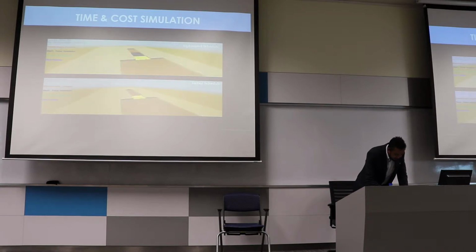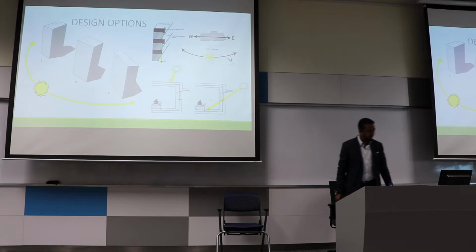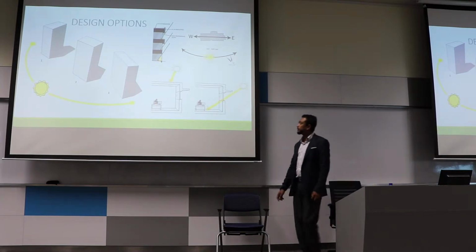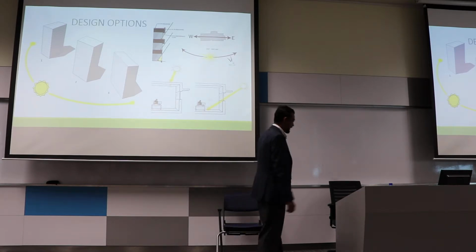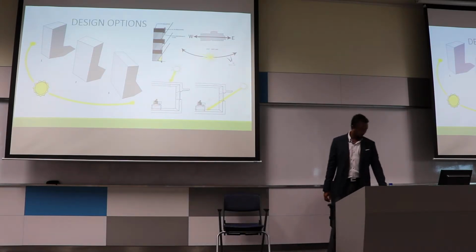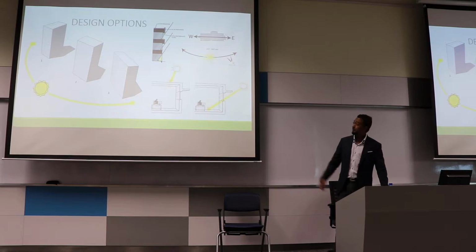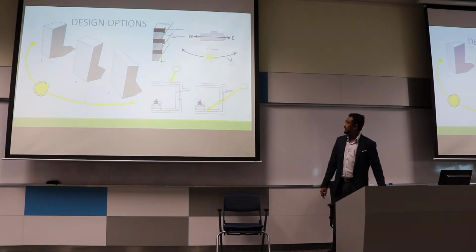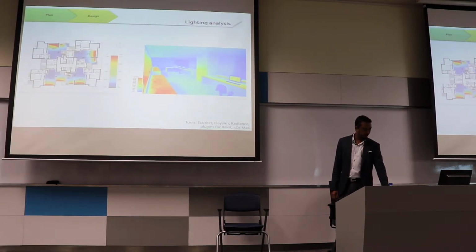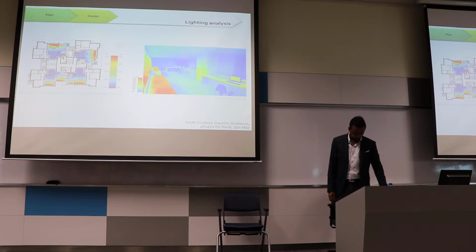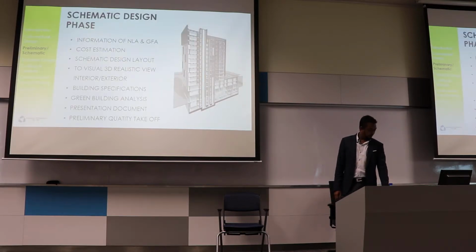Okay, another option is you can use BIM for the purpose of design option. You can see the best orientation of the building, depending on the sun and so on. This is for the purpose of green building. You can use BIM for the lighting analysis during design schematic.